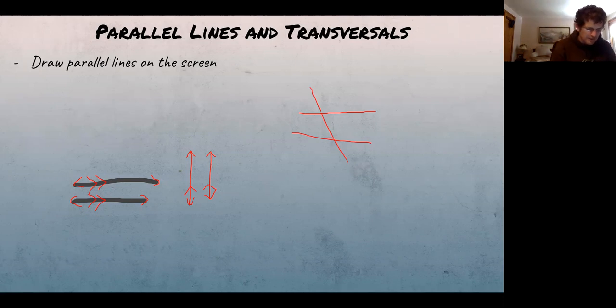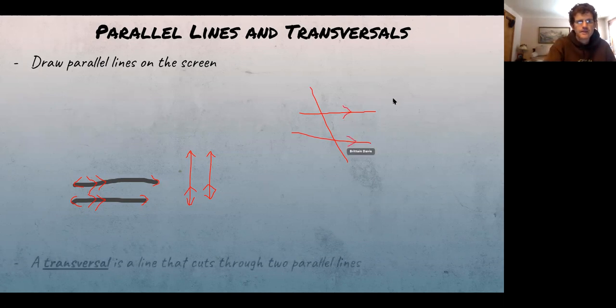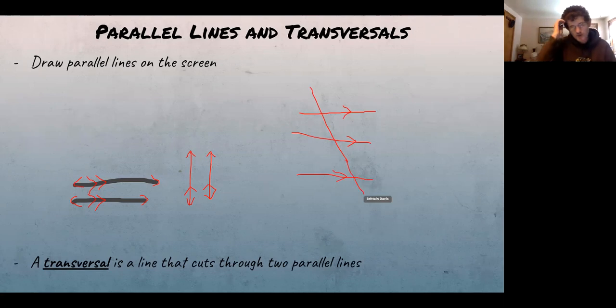Okay, so we got parallel lines right here. A transversal is just, well, I'll bring this up. A transversal is a line that cuts through two, it could be two or more parallel lines. So if we had another parallel line right here, that could cut through that one also. But typically we're looking at two parallel lines with a line cutting through it.